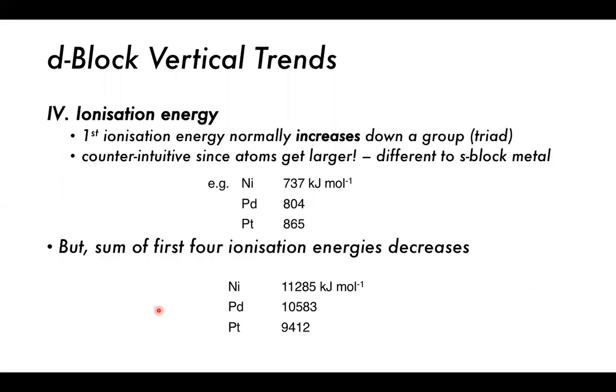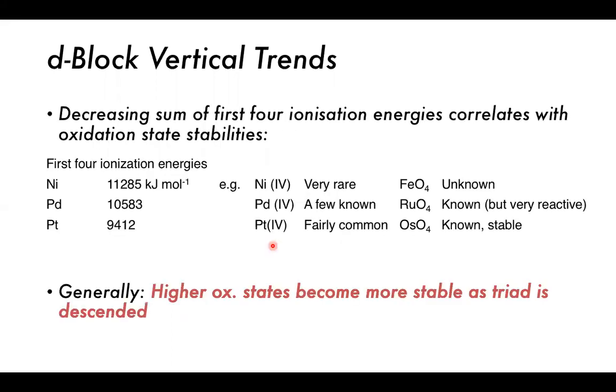Ionization energy. So first ionization energy normally increases down a group and gets larger. So this is different to the s block metals. First ionization energy here for nickel is 737, and then palladium 804, and platinum 865. But the sum of the first four ionization energies decreases, as we can see here. So the sums decrease as we would expect, but the first ionization energy actually increases as we go down the periodic table. So the decreasing sum of the first four ionization energies correlates well with the oxidation state stabilities.